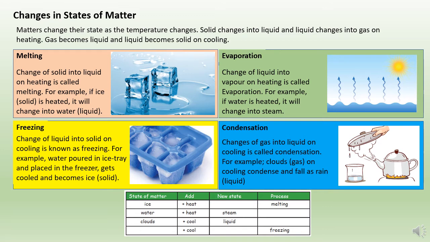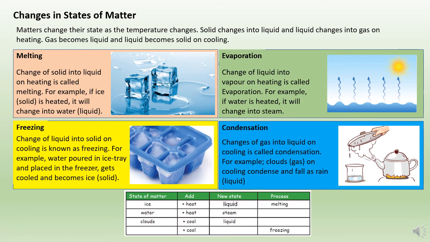Here we have state of matter, and when we add something to it, a new state is formed, and we have a process as well. So the first one is ice, which is in the form of solid, and we add heat to it. The new state is liquid state, which is water, and the process is melting.